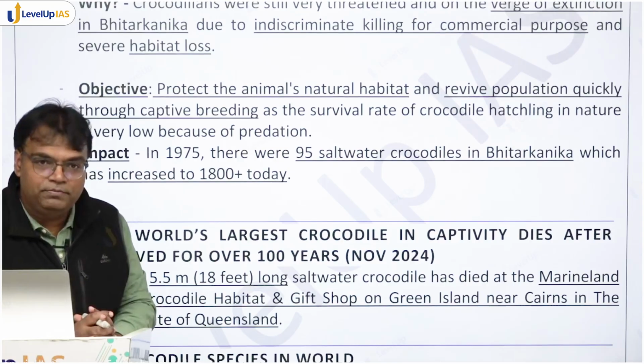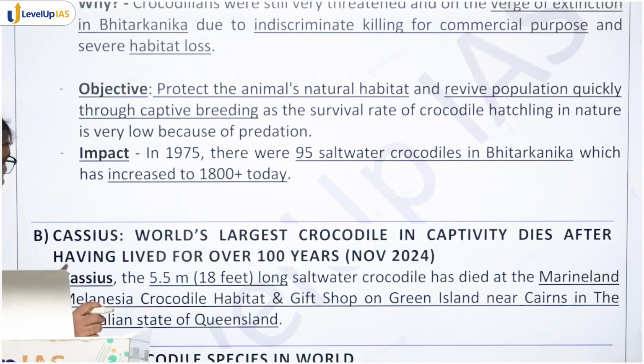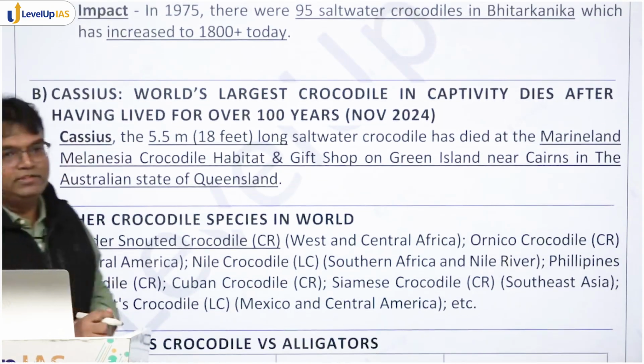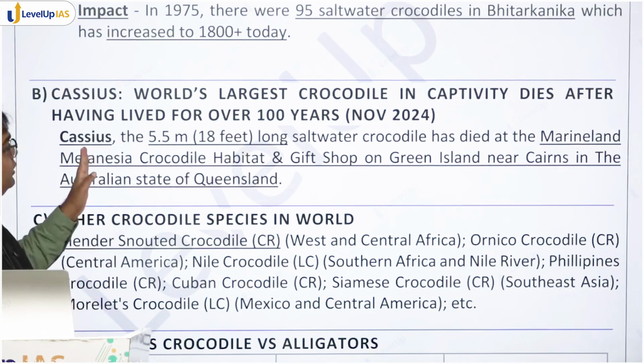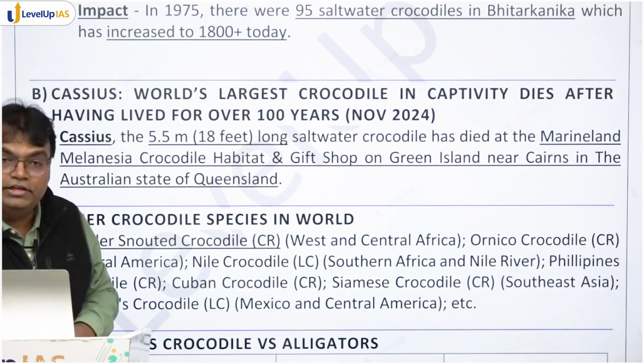क्या समझ में आया? Okay, there was one more thing new in news. There was this crocodile Cassius, which was in news. World's largest crocodile in captivity dies after having lived for 100 years.